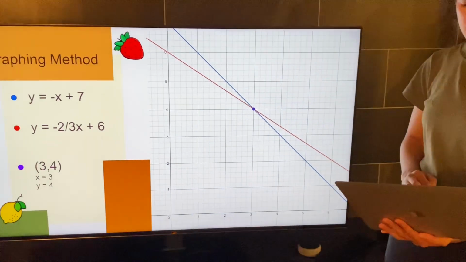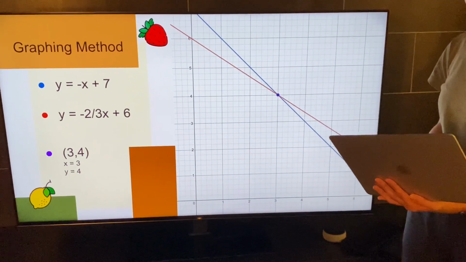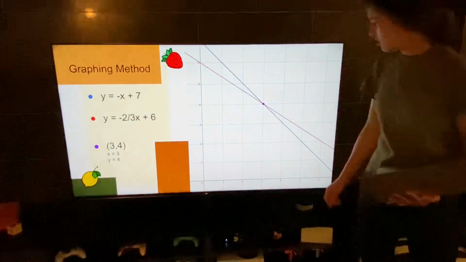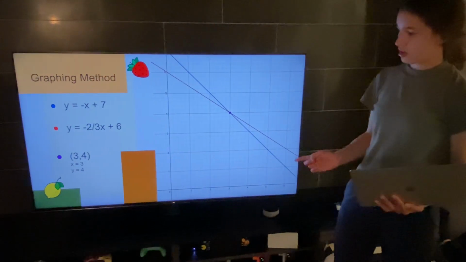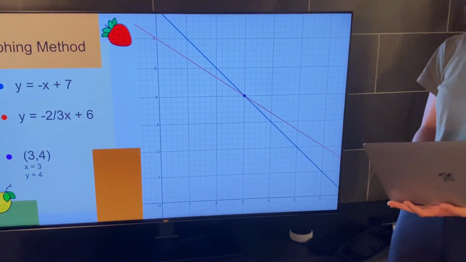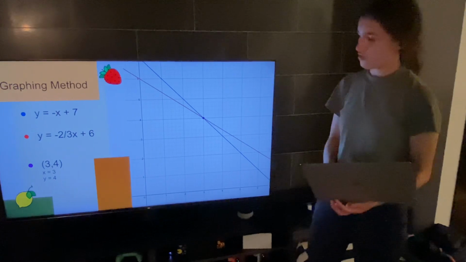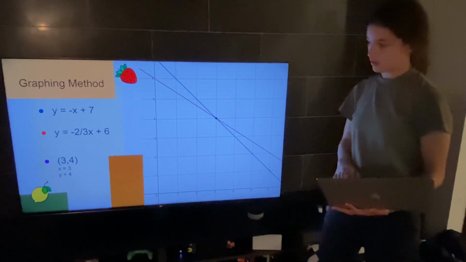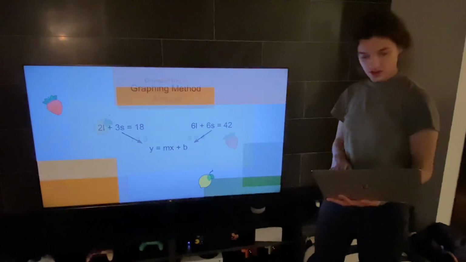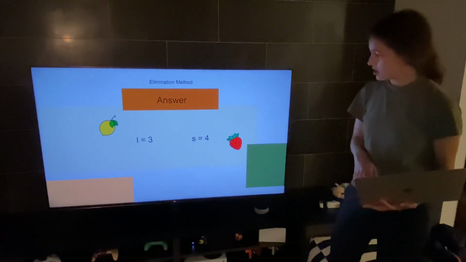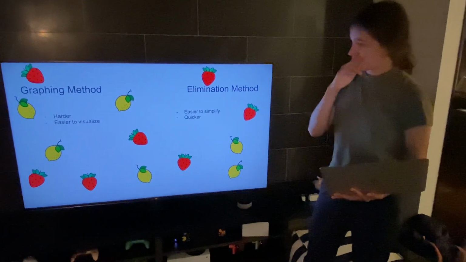These two equations on the graph will show us a point where they intersect, which the point is 3, 4, which shows us that x equals 3 and 4 equals y. So this is the same result that we got using the elimination method. So both of these methods really work pretty well.